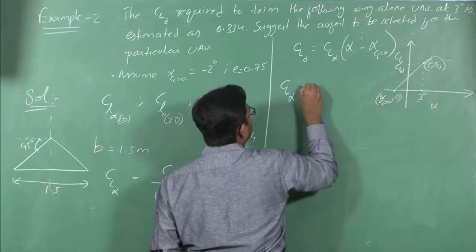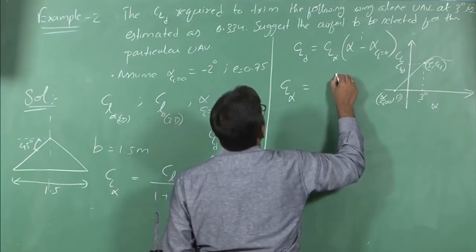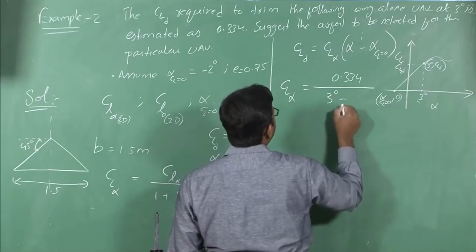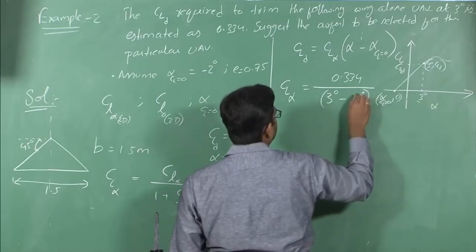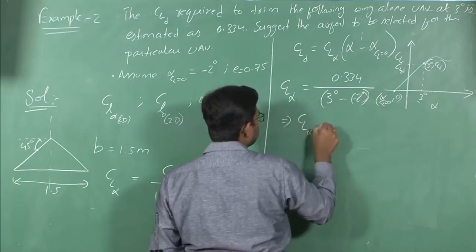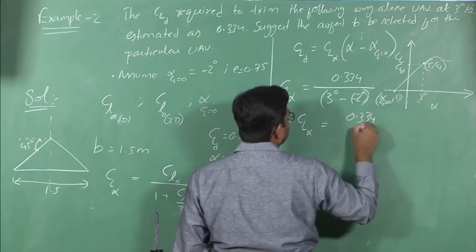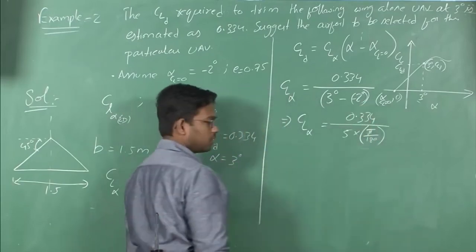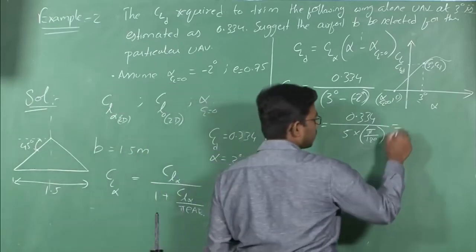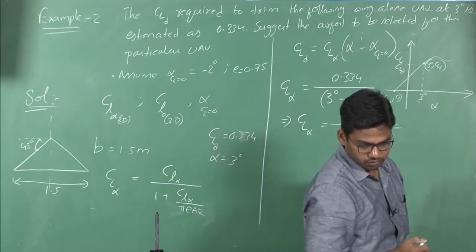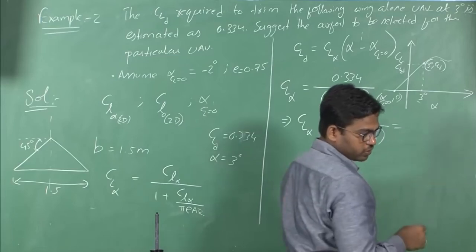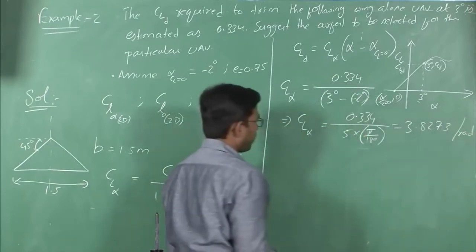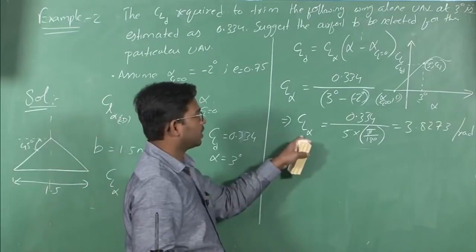So, CL alpha of the wing is equal to CL design, 0.334, divided by 3 minus minus 2 degrees. This implies CL alpha of the wing is 0.334 divided by 5 into pi by 180, which is in radians. So, here it is per degree, here it is per radian, which is equal to 3.8273 per radian. Now, you have CL alpha 3D.